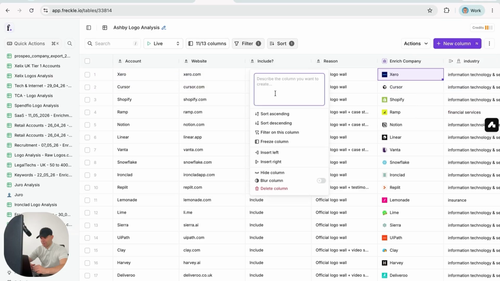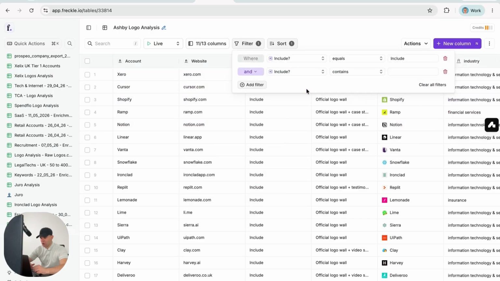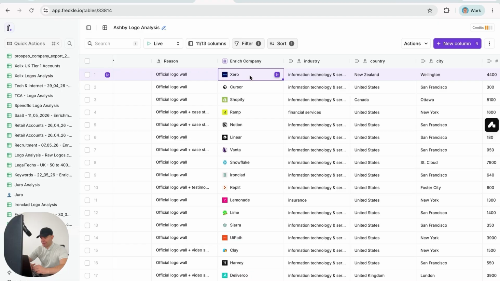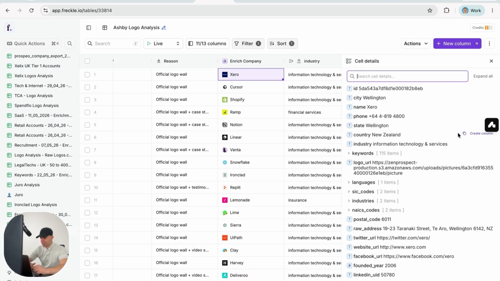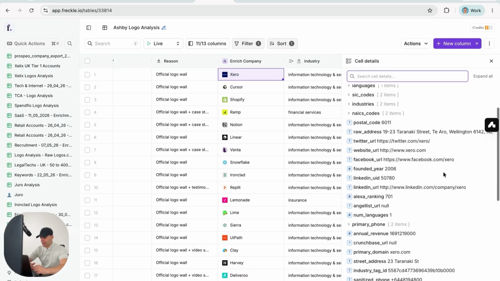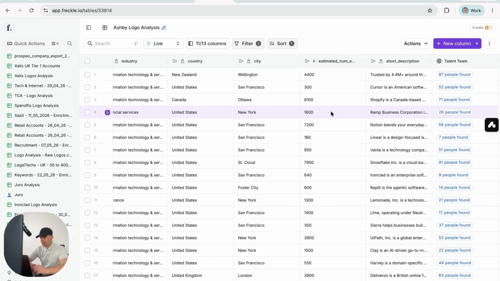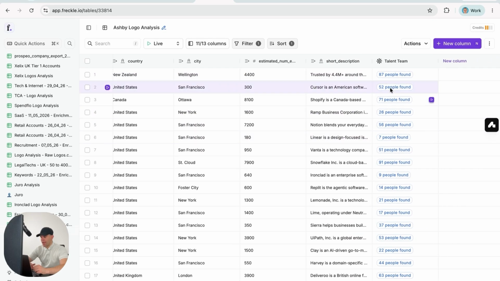And you can see here that we've filtered out all of the do not include, so include only. And we have enriched with company data. So things like city, country, industry, founded year, all this data that we've got access to, employee count, short description. And we've also enriched with the size of the talent team.